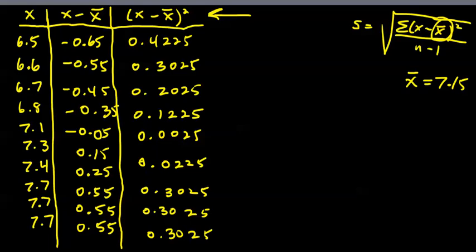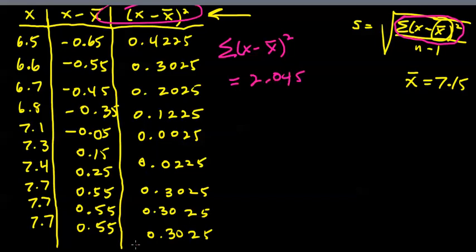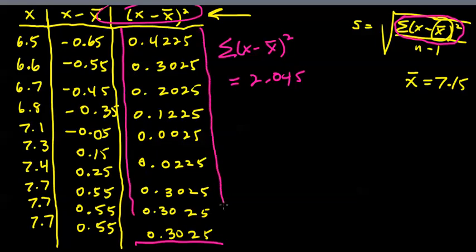Alright, and again, once I've got that 3-column chart filled out, I notice that the numerator of that fraction inside the root sign is the sum of this column, right? So I say summation x minus x bar squared. Well, I get 2.045, the sum of all these values. Okay? Alright, now I'm ready to sub into the standard deviation formula.